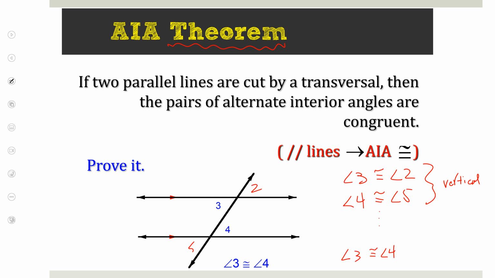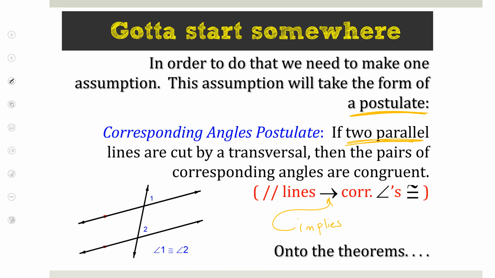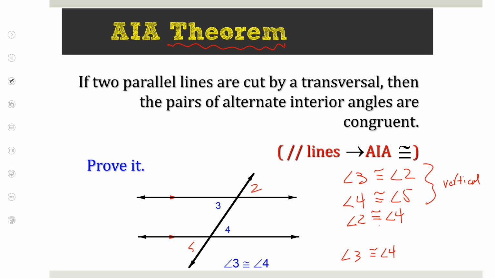Angle 2 and 4 are in the same position. Excellent. Which makes them equal. Very good. Angle 2 is congruent to angle 4 because, I'm going to use the fancy math terms, they're corresponding angles. And if they're corresponding angles, they're equal because we did that here. That's where we had to start.